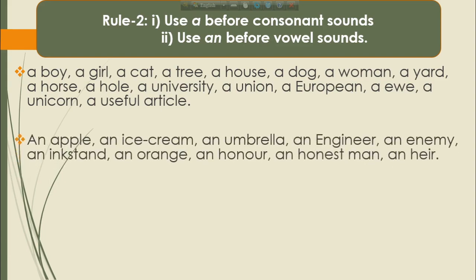In the next set of examples, we have some words that start with a vowel sound. So the word apple starts with a, ice cream starts with i, umbrella starts with u, engineer starts with e. So we say an apple, an ice cream, an umbrella, an engineer, and so on.